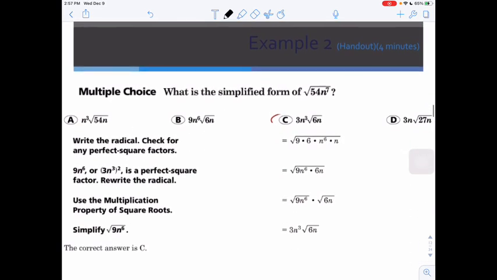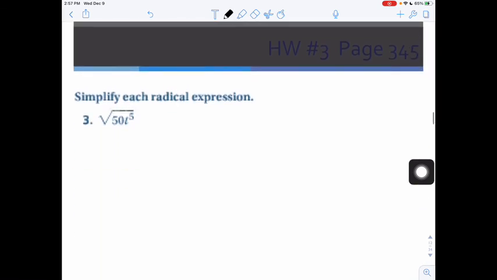And this was technically a multiple choice problem, so the correct multiple choice answer would be C. Now I would like you to try number 3 on page 345. Simplify each radical expression, the square root of 50t to the 5th power.